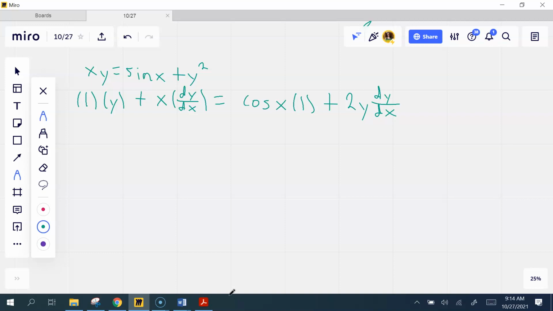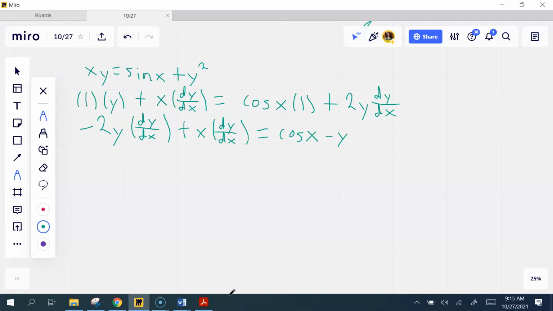Yeah. So then I did this in one step, but I just made all the dy dx's go on one side, so it ends up looking like this: negative 2y dy dx plus x dy dx. Y'all are still following me, right? Okay, good. And then on the other side, you've got cosine x minus y. Y'all aren't confused by any of that, right? All right, good.